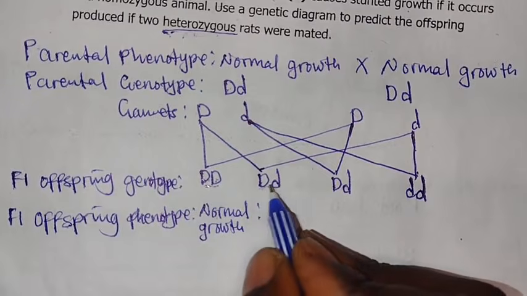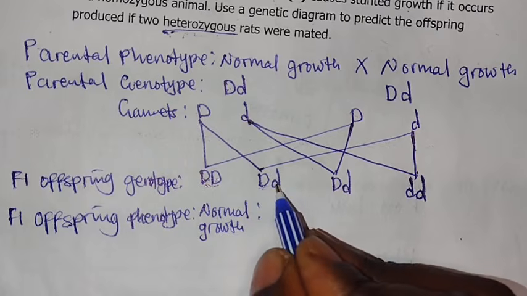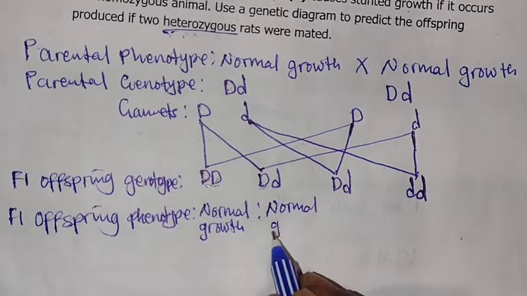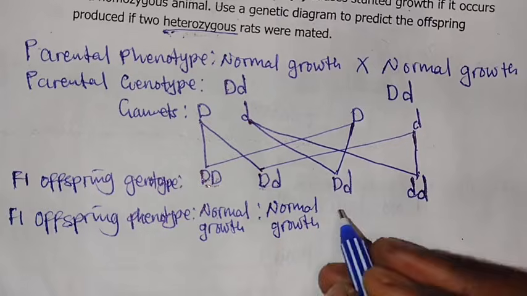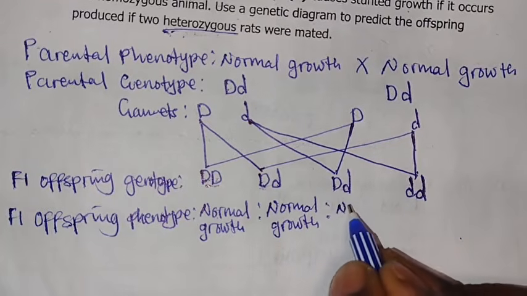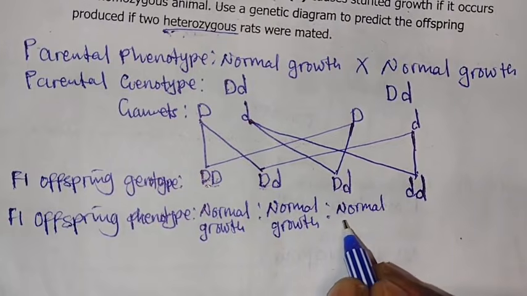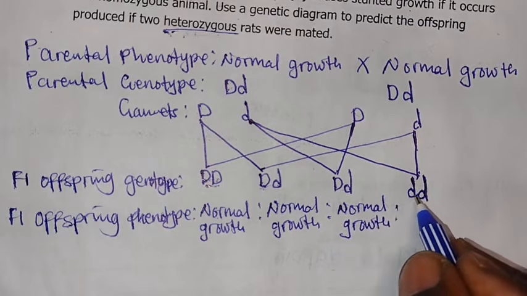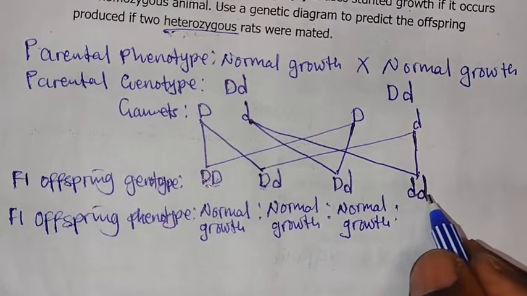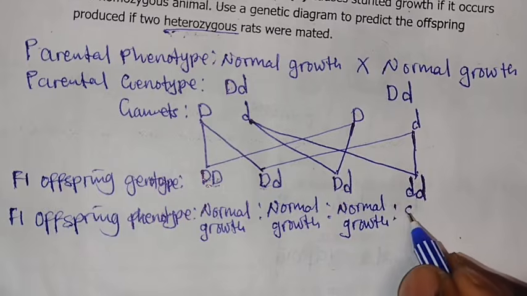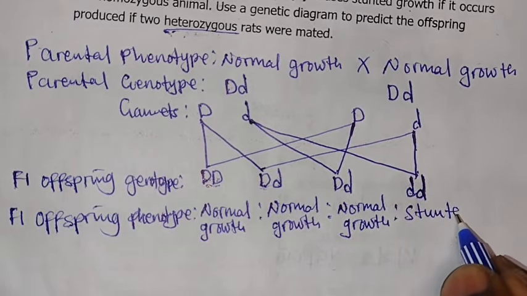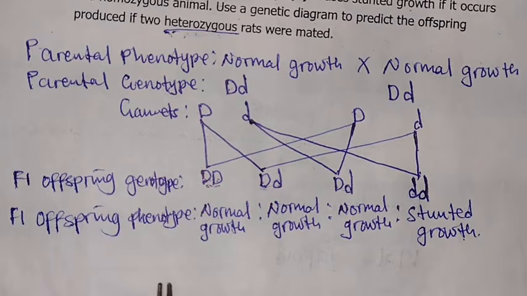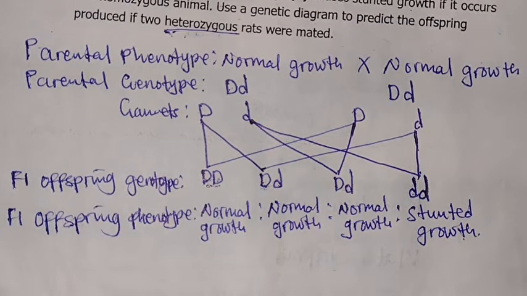Then when you look at this one, this is heterozygous. So this one is dominant, this is recessive. So this is also normal growth. Then this one also normal growth. This one we have recessive, homozygous recessive. So this is stunted growth. So these were the answers to this question.